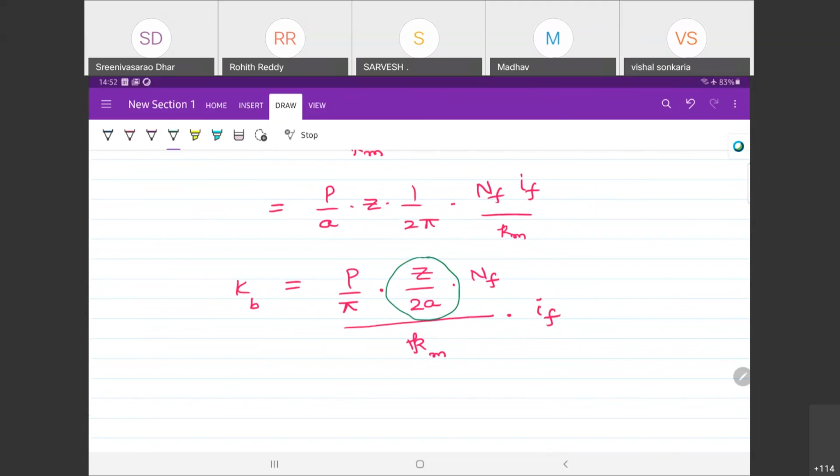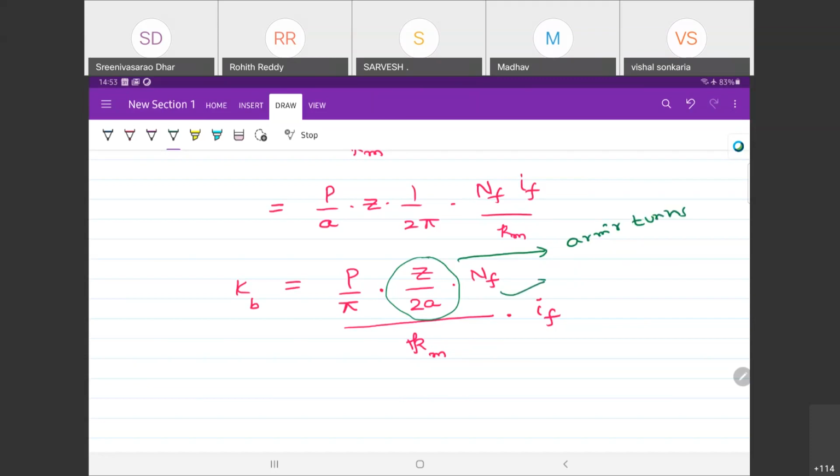What is Z? Z is the number of conductors and A is the number of parallel paths. So Z by 2 is the number of turns, each turn having 2 conductors. Therefore Z by 2A is the number of turns per parallel path. So eventually it gives you the armature number of turns.